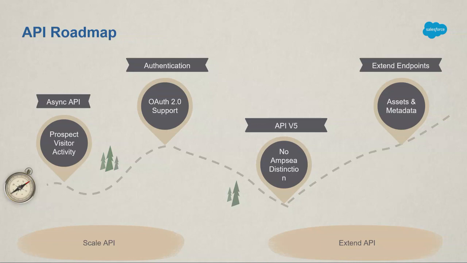And then lastly, we want to continue to extend our endpoints to provide more coverage for our assets, but also start getting into some of our metadata to where you're going to be able to retrieve, say, information about your automations or engagement studio programs, and potentially get to the point where you're able to configure them directly.